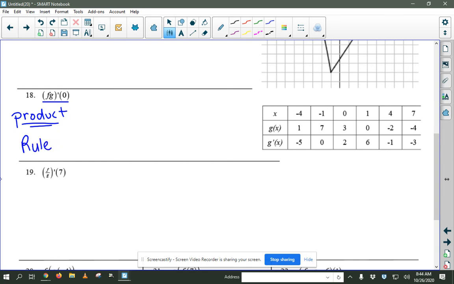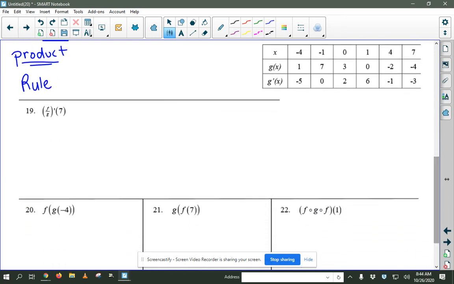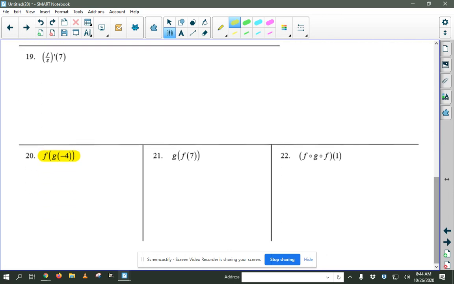Versus if I look at something like 20, comparing that to 20, I have f of g of -4. So we have to be able to spot the difference between something like 18, a product. There are no parentheses between f and g. It's just fg. That's a product. And something like 20, where it says f parenthesis g. So that's f of g. Okay? And so I'm going to go ahead and do number 20. All right? That's what I did in class with something like 20.